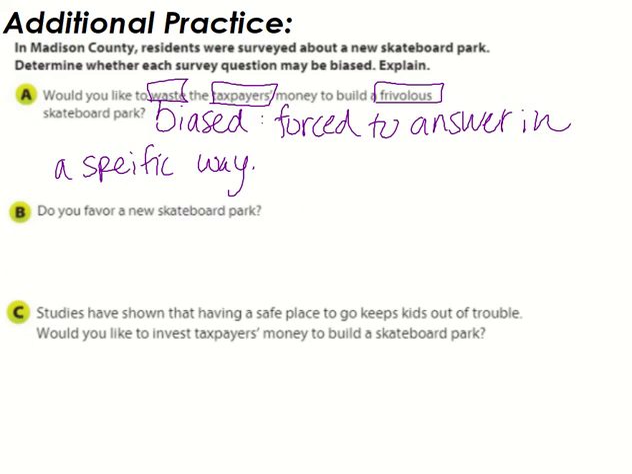Okay, so do you favor a new skateboard park? This is actually not biased. Oops, not biased. Because it doesn't have an opinion in itself. Right? No opinion.